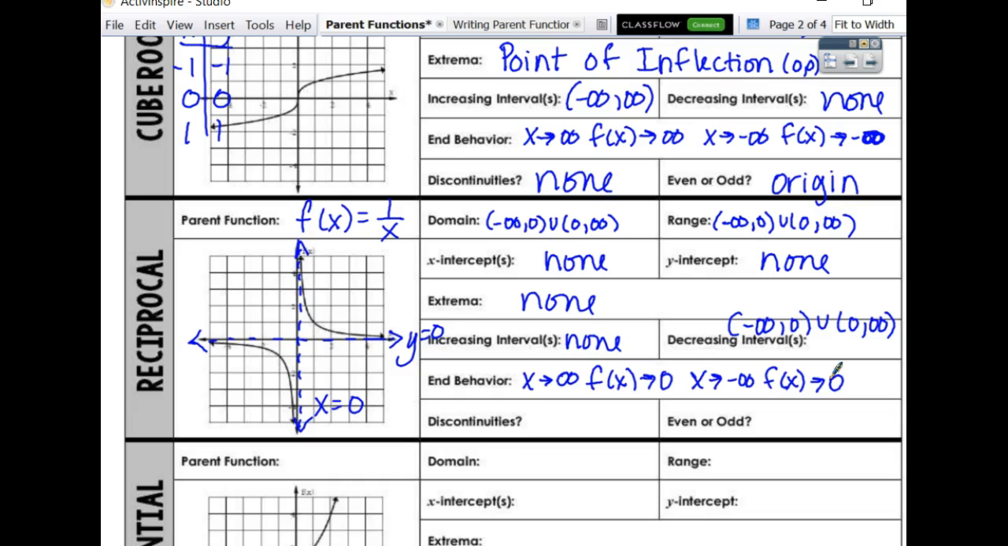Ruby. Where's Ruby? Ruby, discontinuities. It's an asymptote. And which one do we put here? X or Y? X. Sebastian, even or odd? Why? Because it goes around the origin. So, if I'm graphing, these are the points I'm going to use, and the asymptotes.